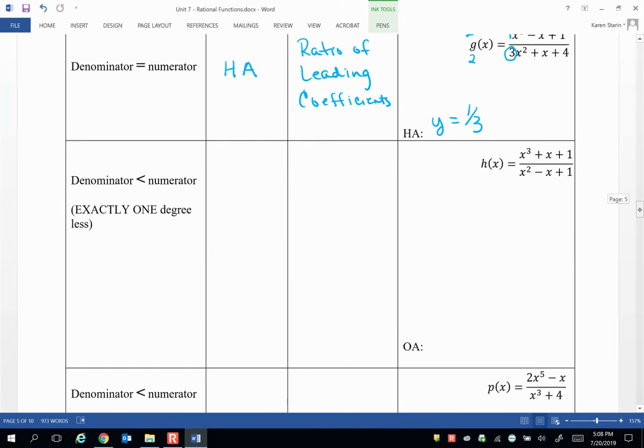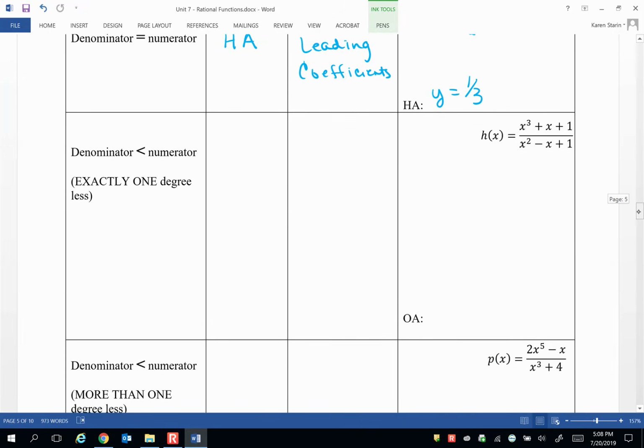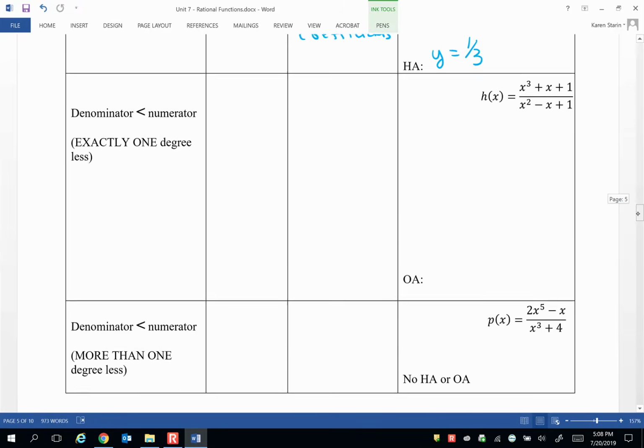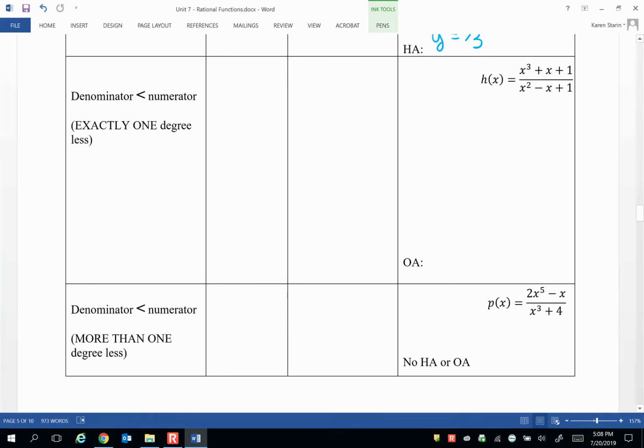Now finally, when the degree of the denominator is less than the degree of the numerator, we have two cases. When it's exactly 1 degree less, we have an oblique asymptote. So we have to do polynomial long division, and we don't have to worry about the remainder, so we're always going to ignore the remainder. We just want to see the linear function that is the oblique asymptote. So let's look at this example.